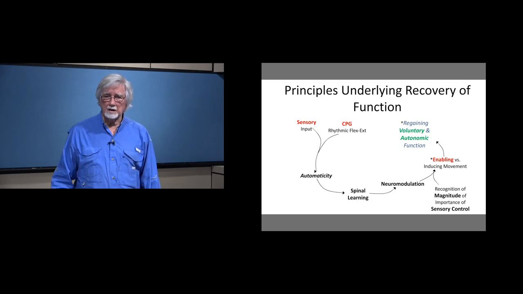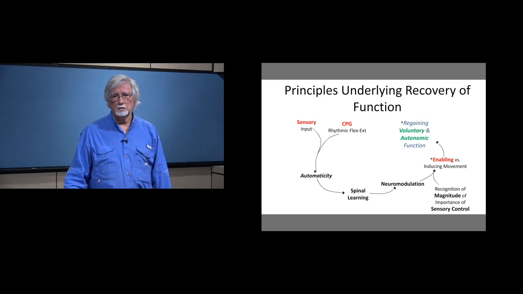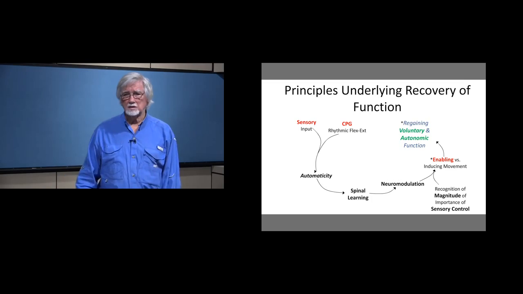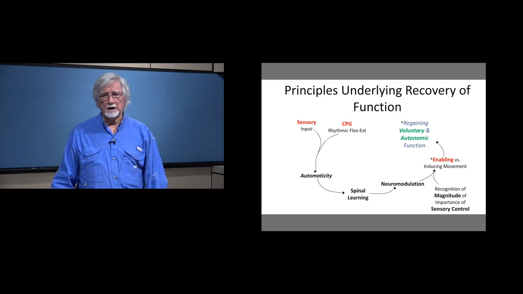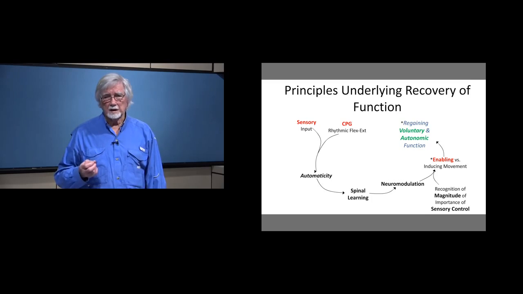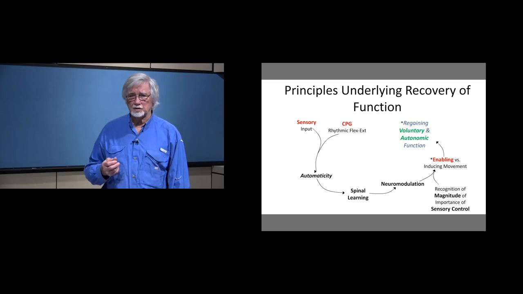Now, the other thing in the human, as we progress to some of the human experiments, what we found is a little unexpected: the ability to control movement voluntarily. After a clinically complete, motor complete spinal cord injury, individuals have been able to regain connectivity from the brain to the spinal cord. And regaining this connectivity was a big surprise to us, but now looking back on it, we think we might have a handle on how this is happening.